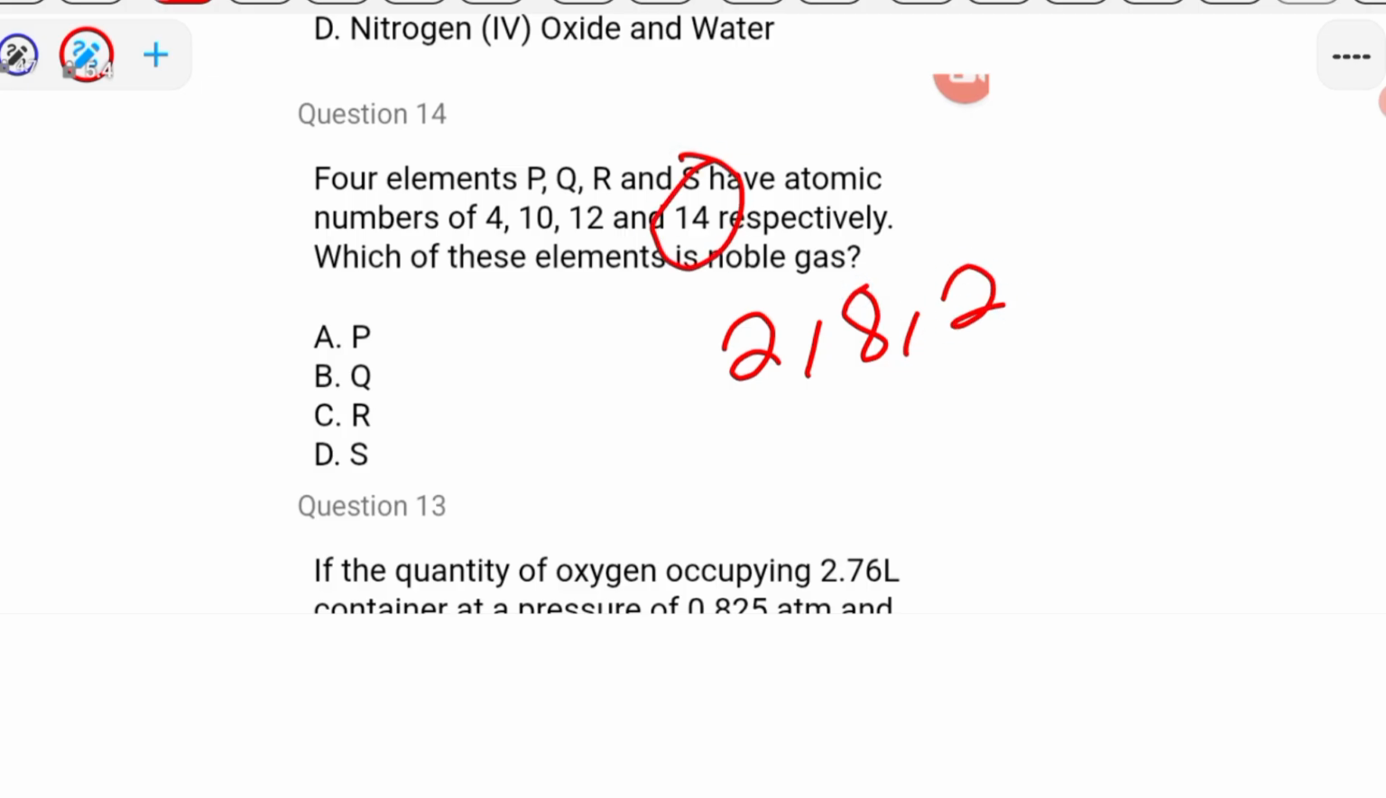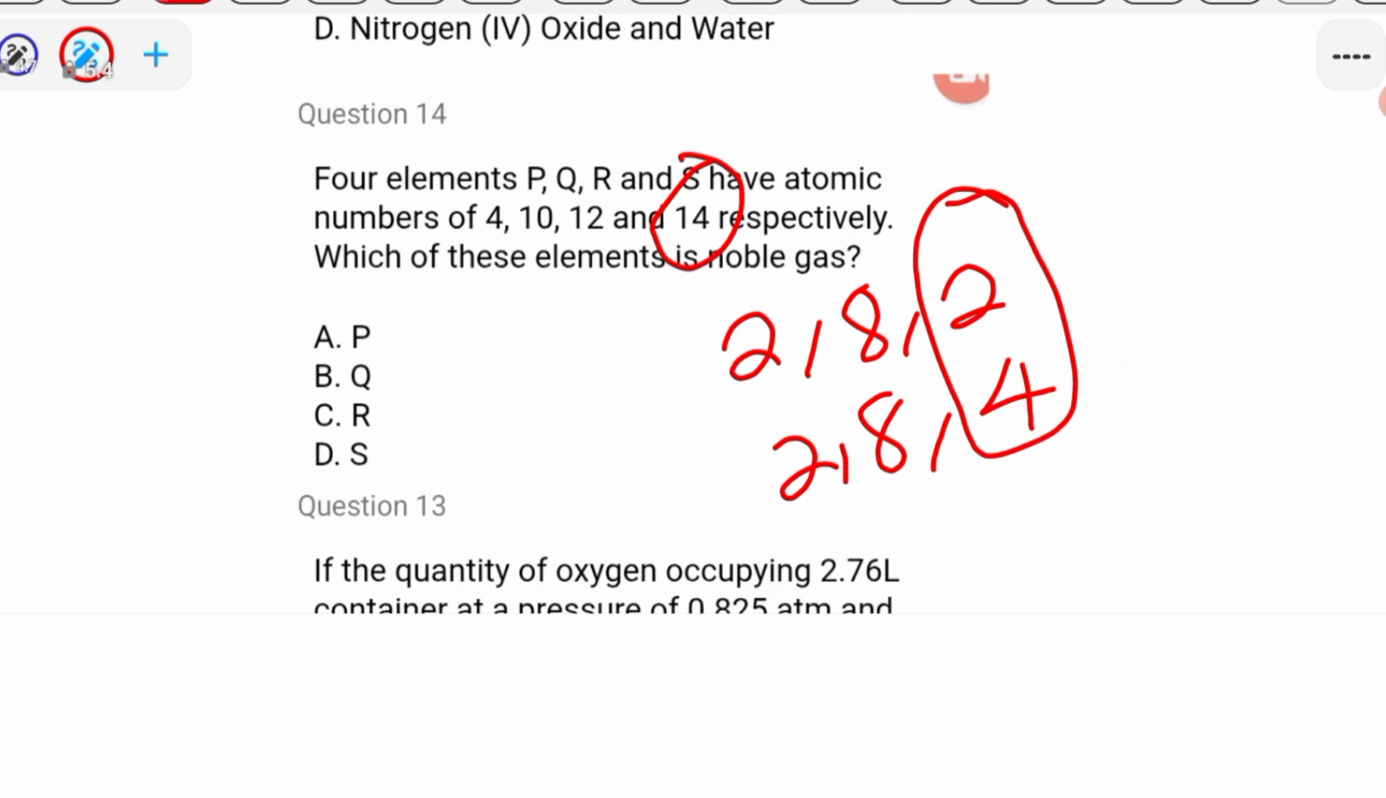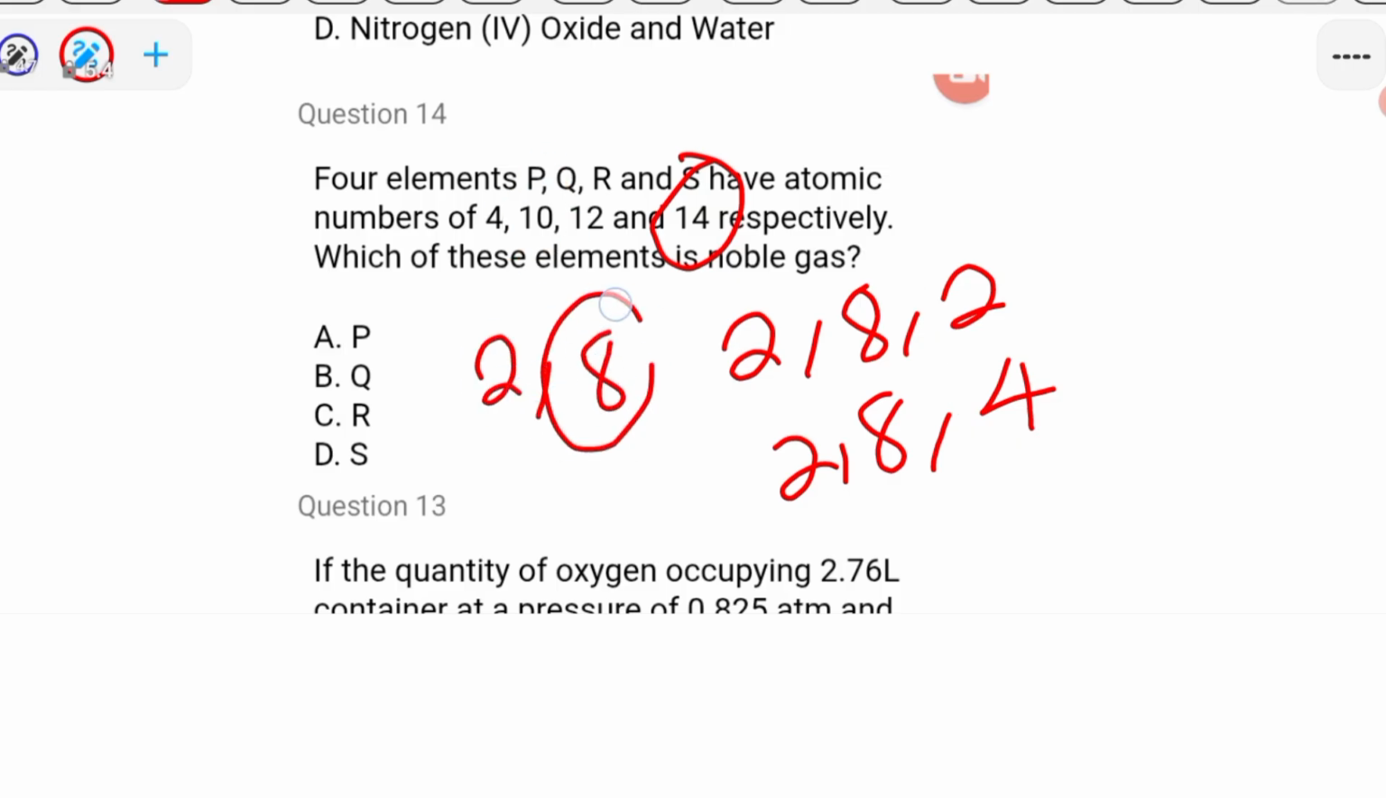Then for the one that is 14, that will be 2, 8, 4. So none of these two have the complete 8 electrons in the outermost shell. It is only the one that is 10 that can give you 2, 8, which is the 8 electrons in the outermost shell that you need. So that means it is Q that is a noble gas. So let's choose Q. That's option B.